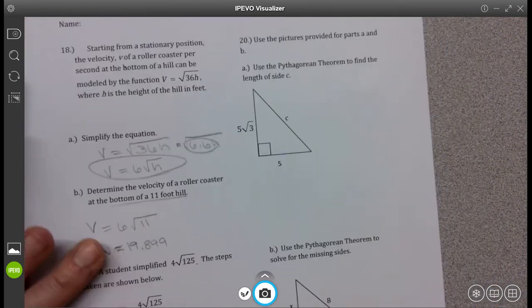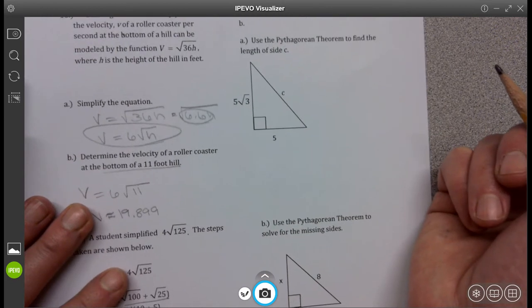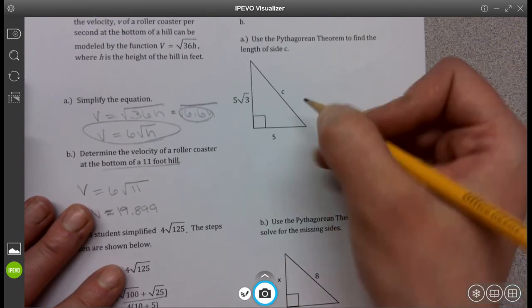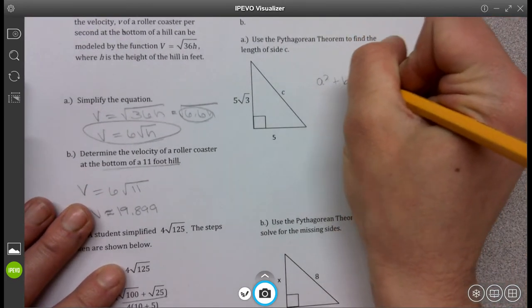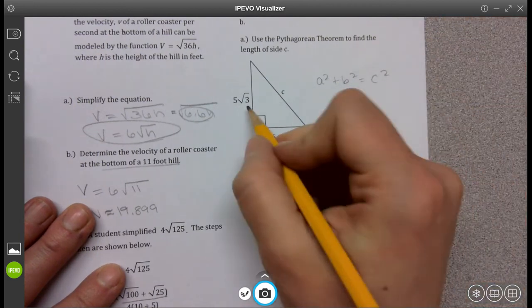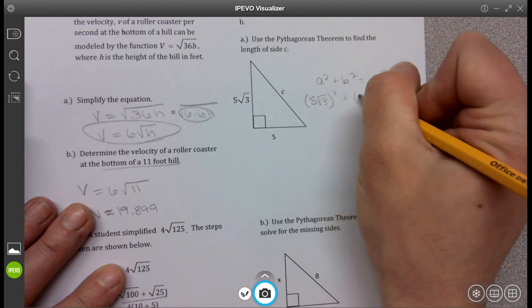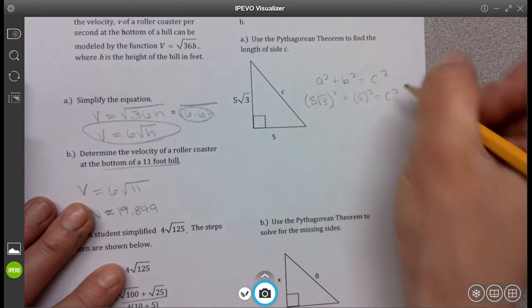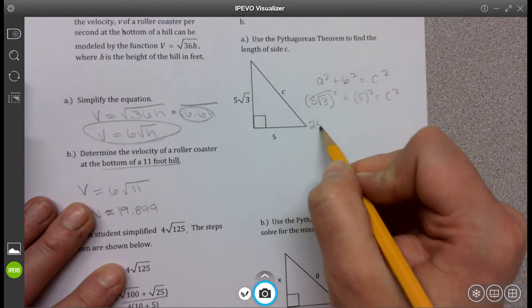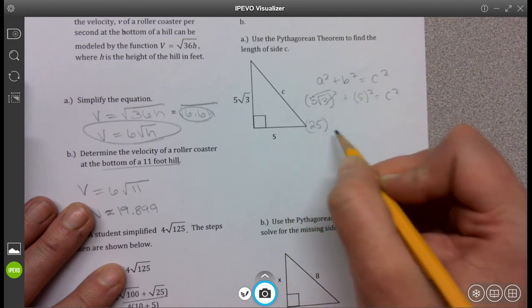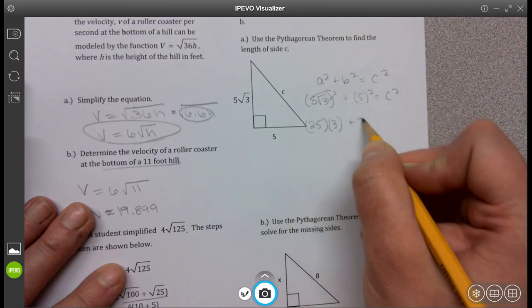Next step up here, use the picture provided for parts A and B. Use the Pythagorean theorem to solve. One leg is 5 root 3. The other leg is 5. Now we square it. When we square 5, we get 25. When we square the square root of 3, we get 3.